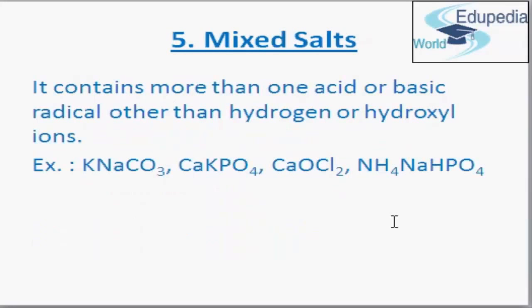Now we will discuss mixed salts. A mixed salt contains more than one acid or basic radical other than hydrogen or hydroxyl ions. The examples of mixed salts are potassium sodium carbonate, calcium potassium phosphate, calcium hypochlorite or bleaching powder, and another example is ammonium sodium hydrogen phosphate.